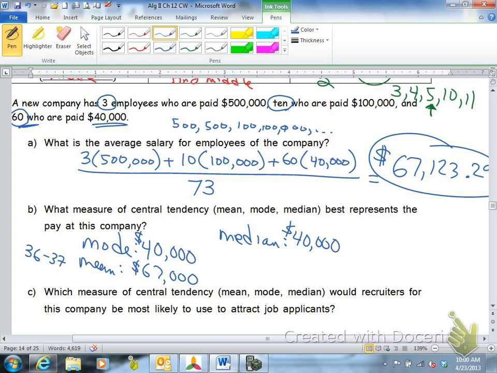So what measure of central tendency best represents the pay at this company? You could either say the median does or the mode does. Most people get paid $40,000. Even the median income is $40,000.